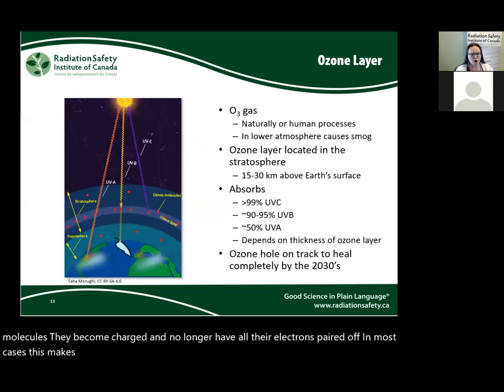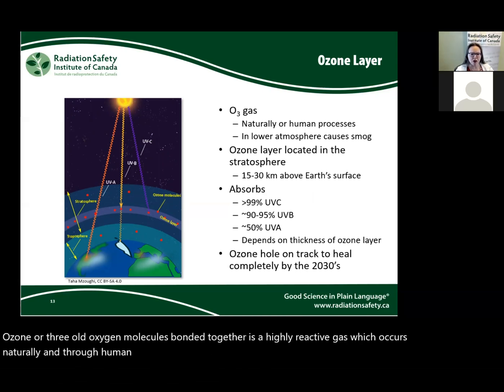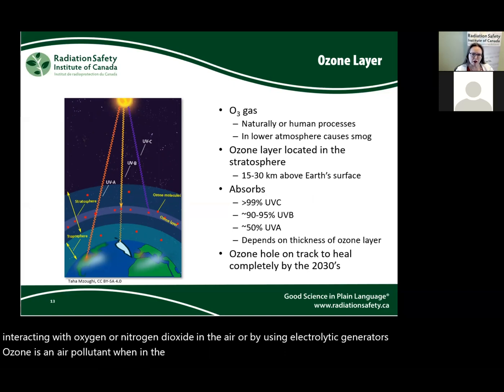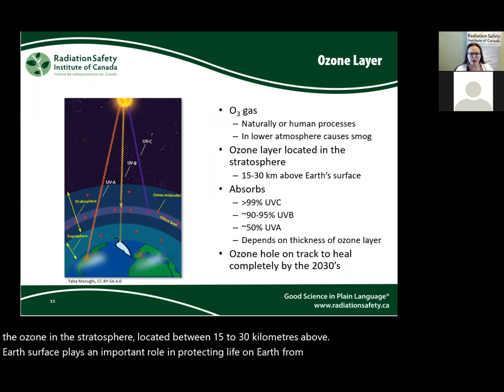Ozone, or three oxygen atoms bonded together, is a highly reactive gas which occurs naturally and through human processes which involve electricity or ultraviolet light interacting with oxygen or nitrogen dioxide in the air, or by using electrolytic generators. Ozone is an air pollutant when in the troposphere, the lowest layer of the atmosphere. But the ozone in the stratosphere, located between 15 to 30 kilometers above Earth's surface, plays an important role in protecting life on Earth from ultraviolet radiation from space.